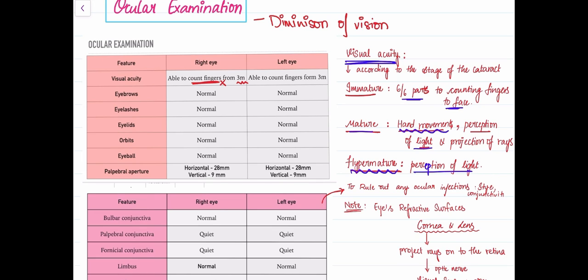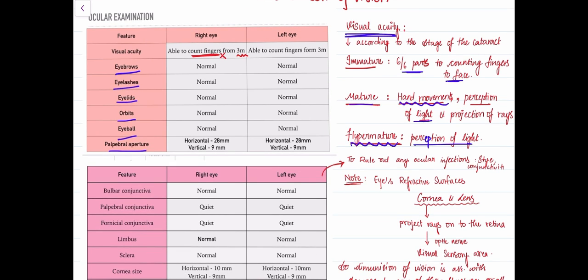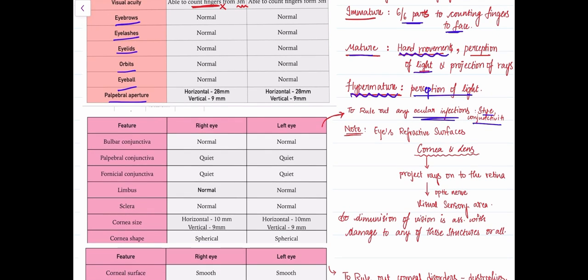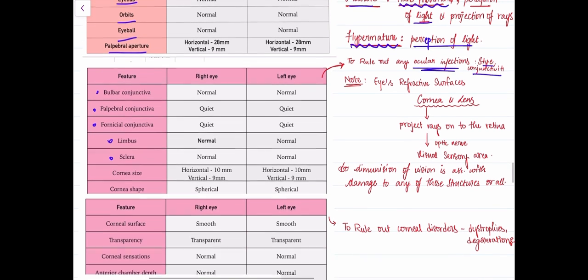Moving on to the next, we also see the adnexa of the eyes: eyebrows, eyelashes, eyelids, orbits, eyeball, palpebral aperture, bulbar conjunctiva. So why do we check all of this? So this is to rule out if any ocular infections are present, stye, conjunctivitis. So this is to rule out if everything's normal, so that during surgery other ocular infections don't spread into the eye, right? So that's why we check the conjunctiva, palpebral conjunctiva, and the limbus, sclera. So again, corneal size and shape.